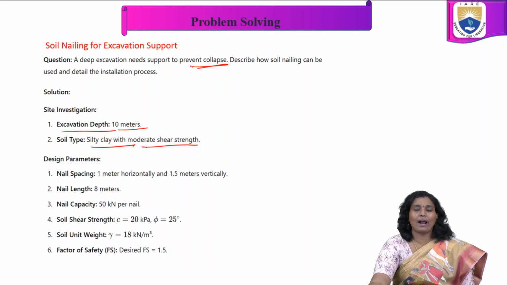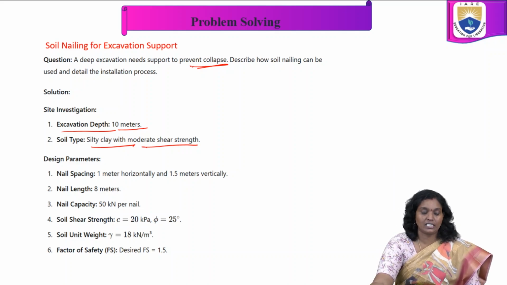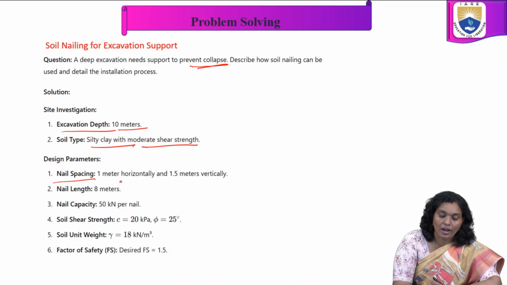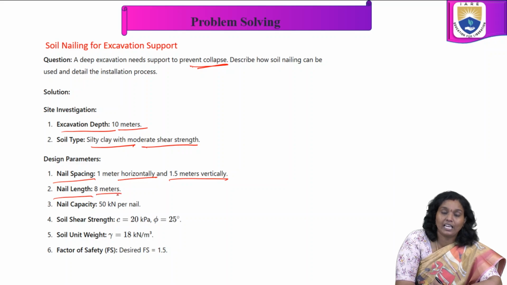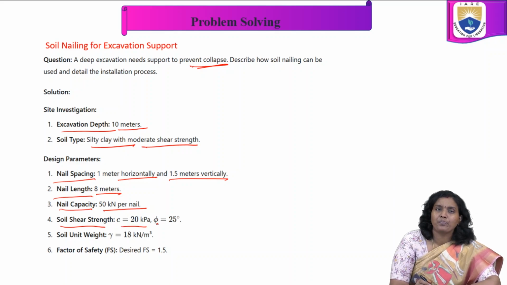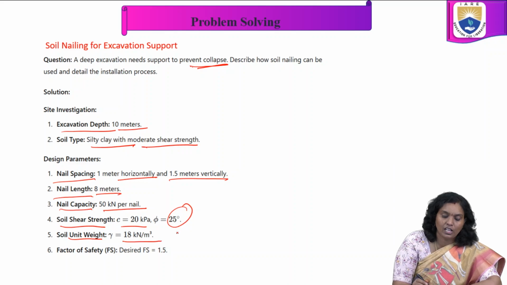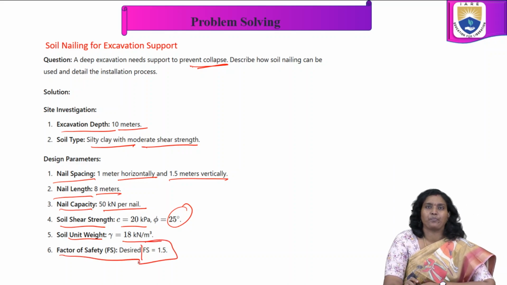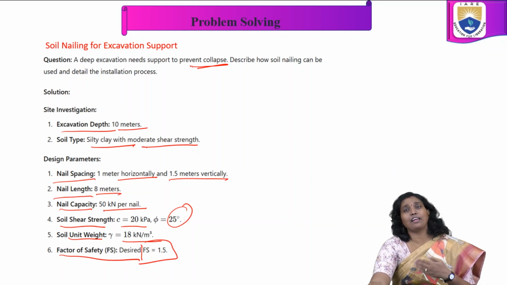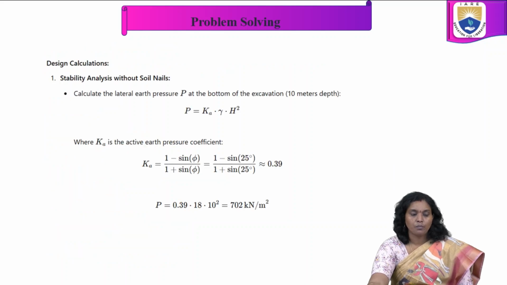These are the design parameters which we are going to consider: nail spacing 1 meter horizontally, 1.5 meters vertically, nail length 8 meters, nail capacity 50 kilonewton per nail, soil shear strength 20 kPa and its angle 25 degrees. Soil unit weight is 18 kilonewton per cubic meter. The desired factor of safety is 1.5. These are the design parameters we know. Now, how are we doing this process?